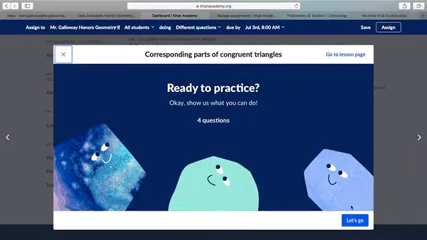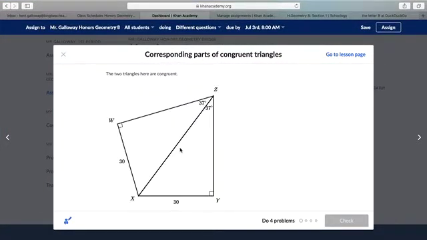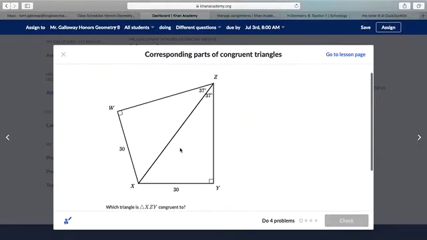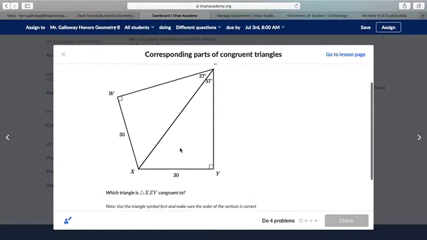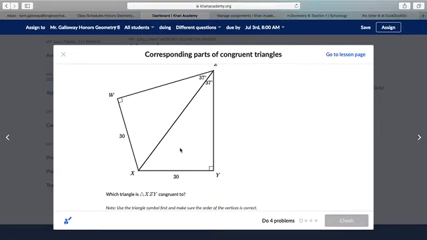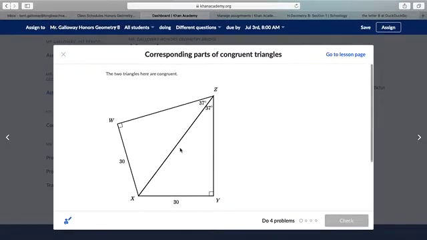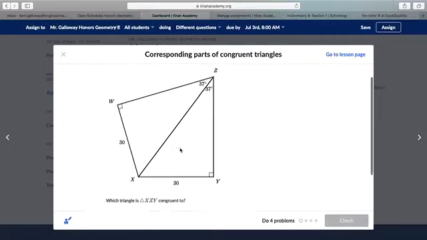Corresponding parts of congruent triangles. This is the acronym CPCTC. I don't like acronyms, but it's in all the textbooks, so you need to know that. Corresponding parts of congruent triangles are congruent. CPCTC. Okay, they're a little tricky at first, and that's why I'm making this video. But once you do them a few times, you get the rules down, and it starts being pretty simple.